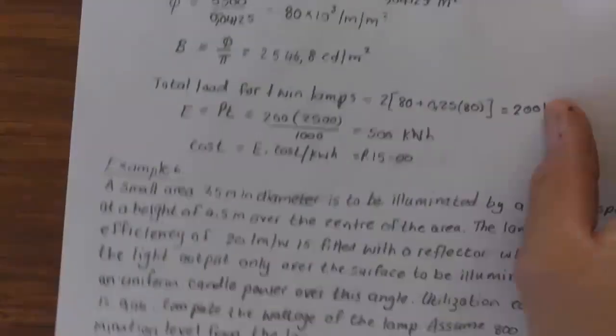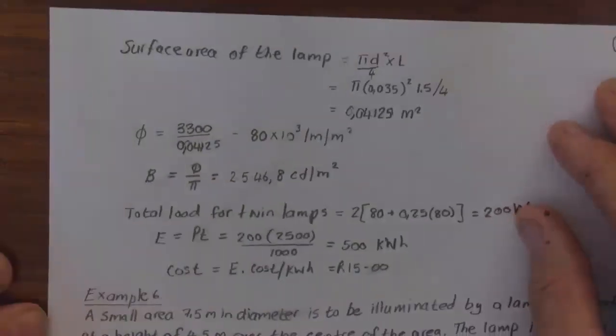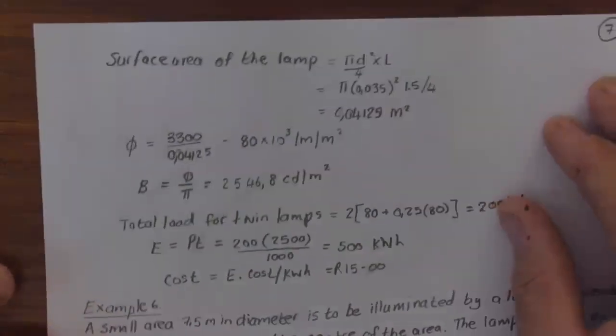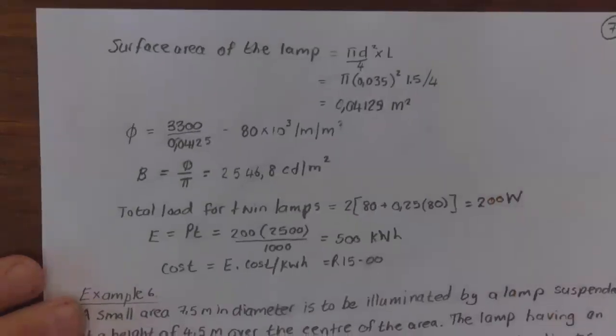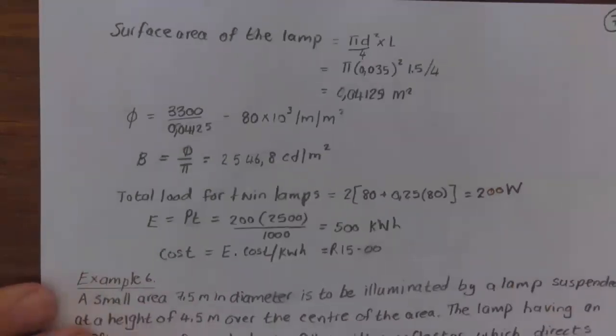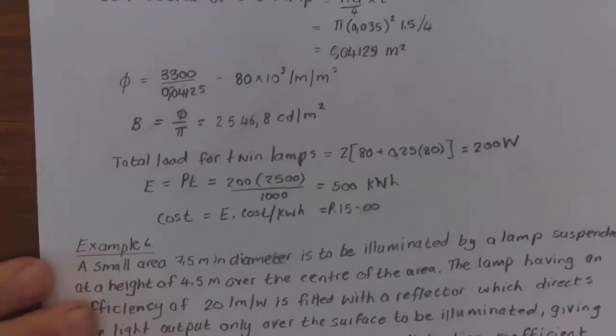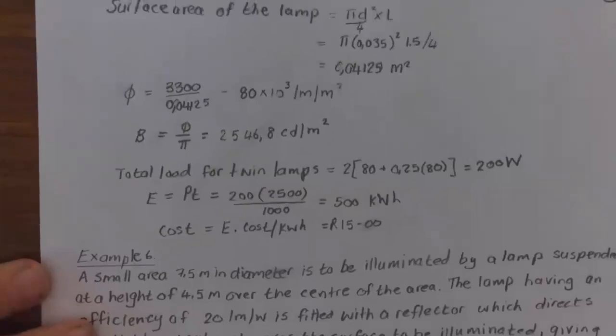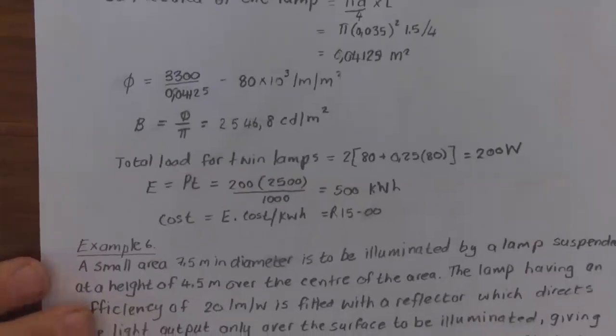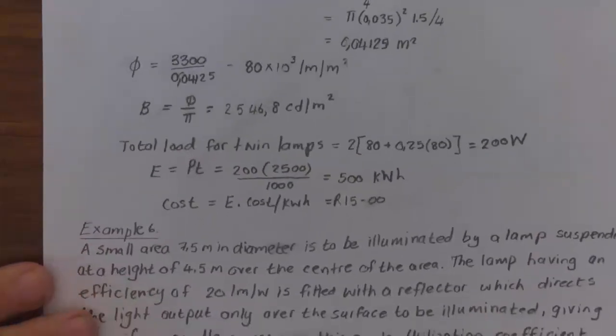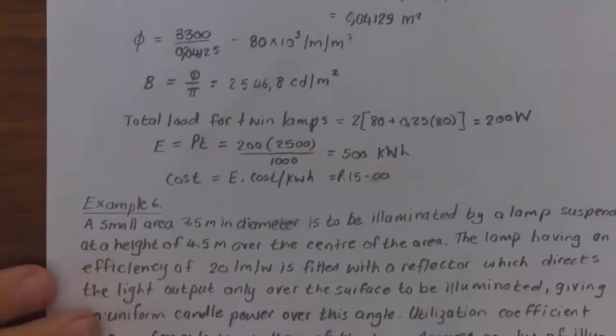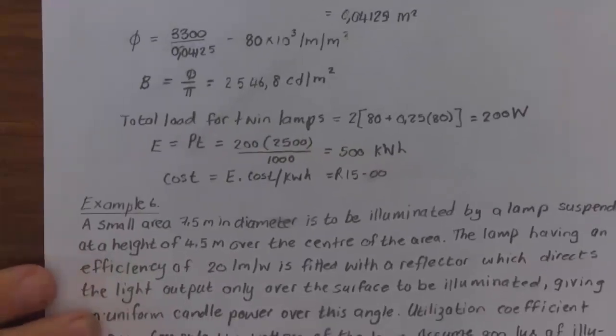Now the surface area of the lamp is pi d squared over 4, which is the area, times the length. That gives us 0.04129 meters squared, sorry. And the flux is 3,300 divided by the area, which is 80 times 10 to the power of 3 lumens per square meter. B is equal to flux divided by pi. That gives us 2546.8 candelas per square meter.